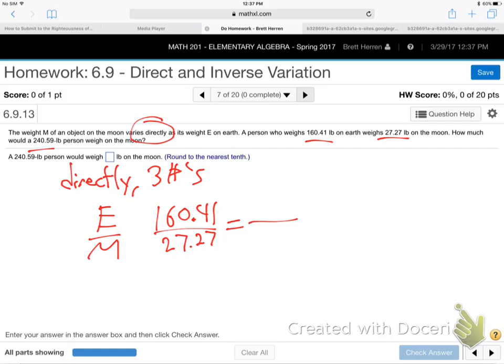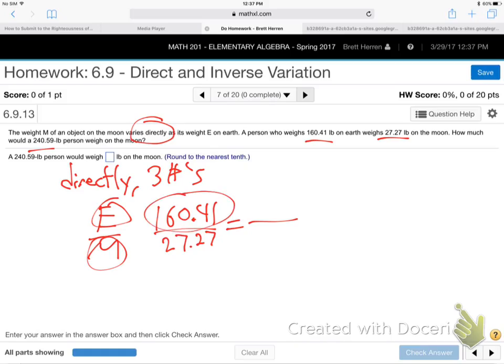And then use a calculator. Bunch of messy decimals. They want you to round to the nearest tenth. The blue line says, always watch the blue line. How do I know if the 240.59 goes top or bottom? The bottom, because that's the ratio equivalent to the unknown. Well, I put Earth on the top and Moon on the bottom.